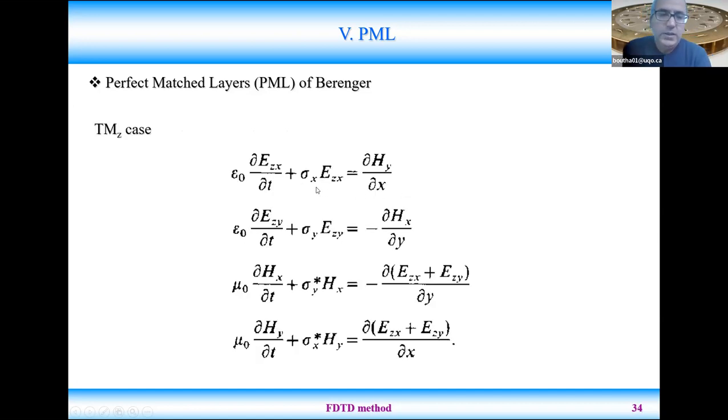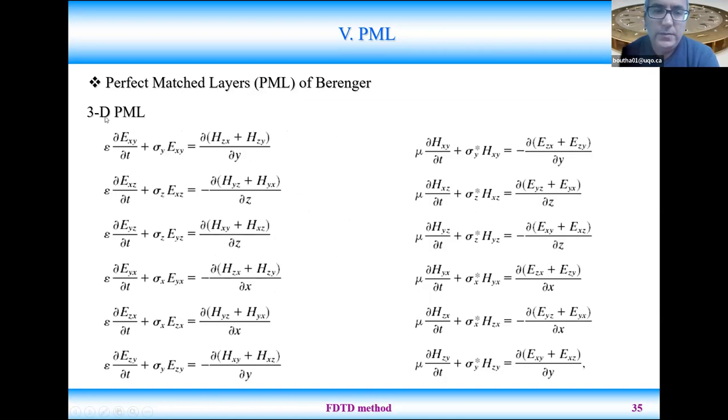Let's continue with the TMZ case. In the TMZ case, we have only three components, EZ, HX, and HY. In the same way, EZ here is split in two, so EZX, EZY. And we have also electric conductivity and magnetic conductivity.